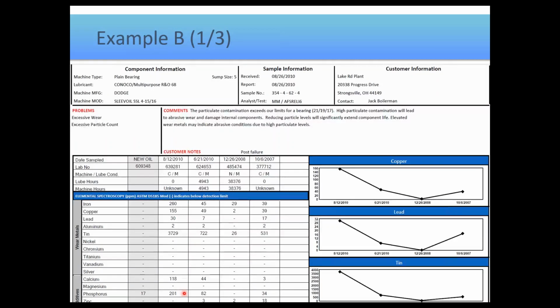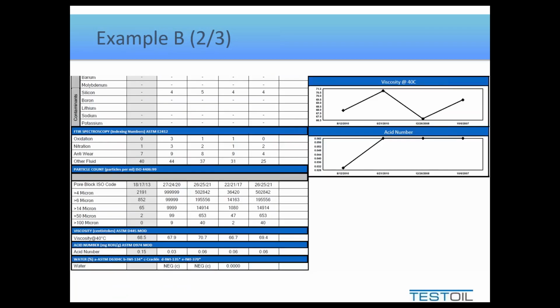It's far above typical trend values and what the new oil value expects. So I say it's abnormal. Is it a cause or effect? Well, again, it's probably indicative of another fluid getting in there. So yes, it's a cause as well.